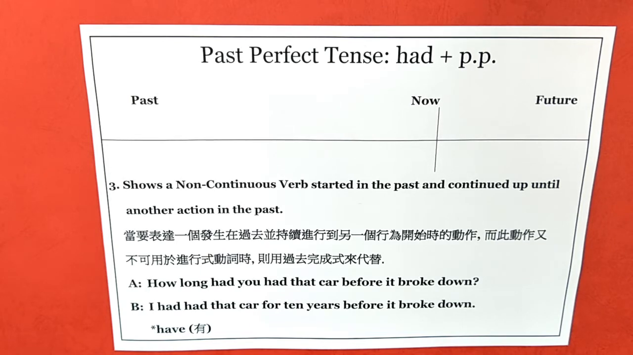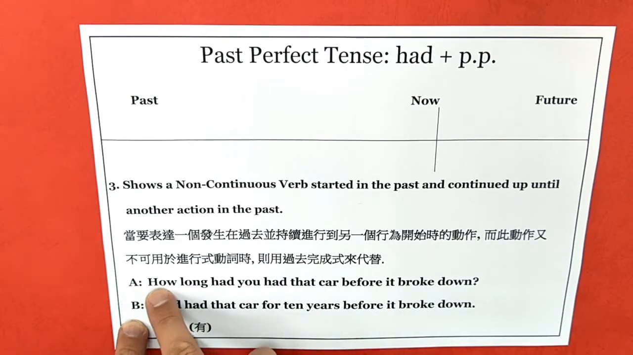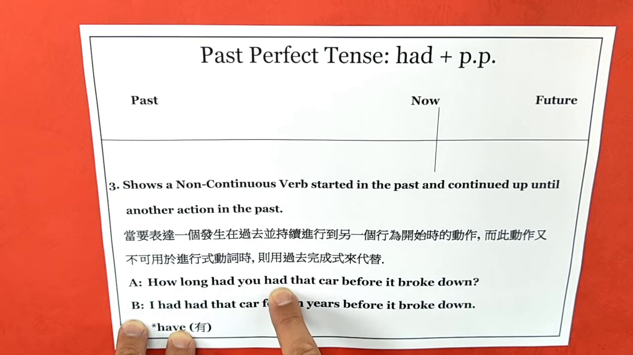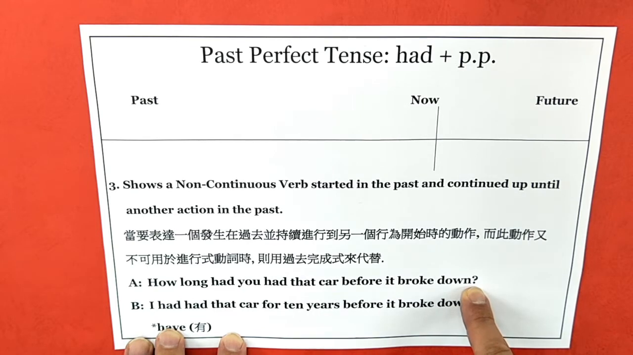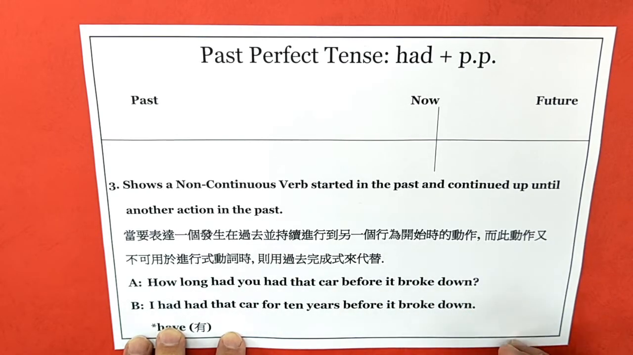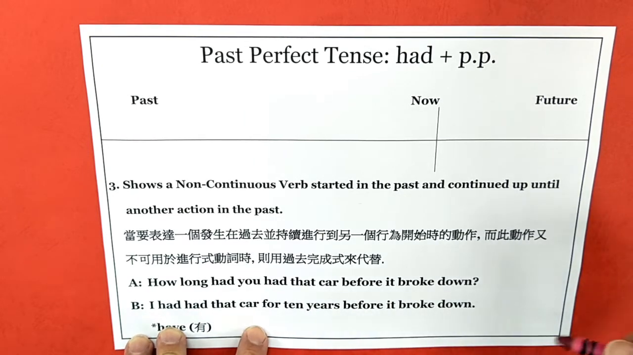All right. So again, we have a non-continuous verb started in the past and continued up until another action in the past. All right. So let's look at this sentence. A. How long had you had that car before it broke down? So you have a car, okay, and the car broke down. So we have two things going on.